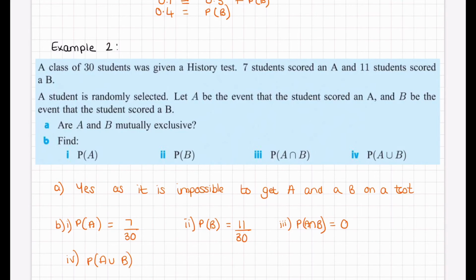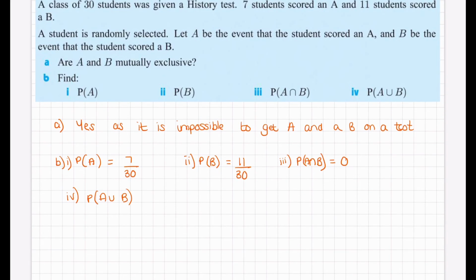And then the last one, the probability of A or B. Now because they are mutually exclusive, the probability of A or B is the probability of A plus the probability of B, which is 7 over 30 plus 11 over 30, which gives us 18 over 30. And if we wish, we can simplify that down, and that will simplify down to 3 over 5.